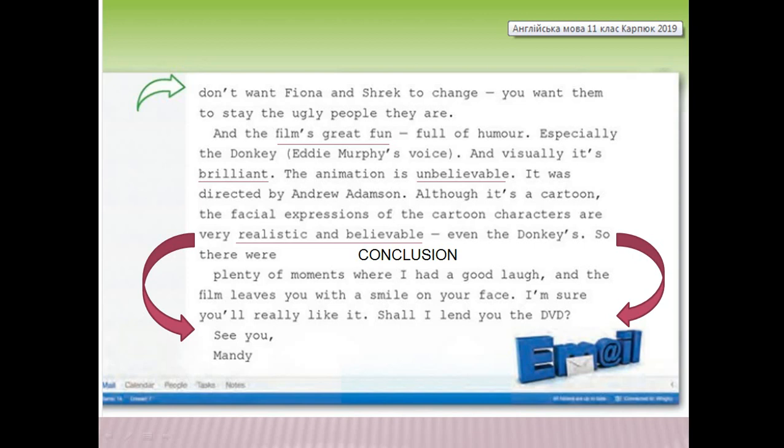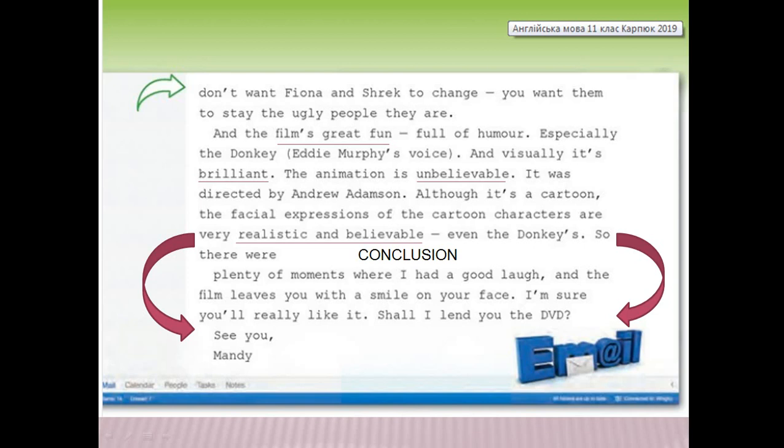Although it's a cartoon, the facial expressions of the cartoon characters are very realistic and believable, even the donkey's. So there were plenty of moments where I had a good laugh, and the film leaves you with a smile on your face. I'm sure you will really like it. Shall I lend you the DVD? See you, Mandy.